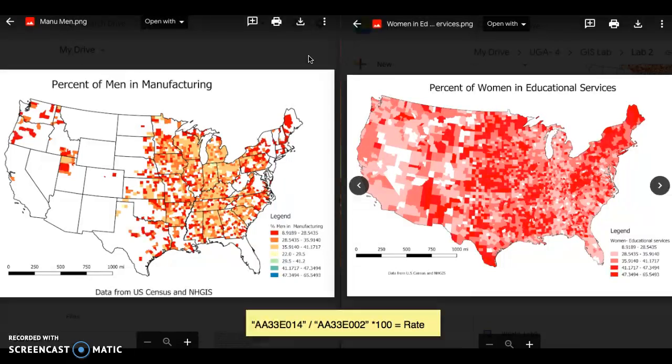And we can see that this data was cited in the bottom center of the men's graph and in the bottom left of the women's graph right here.